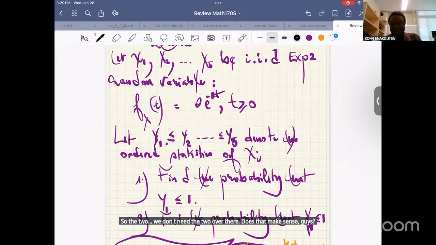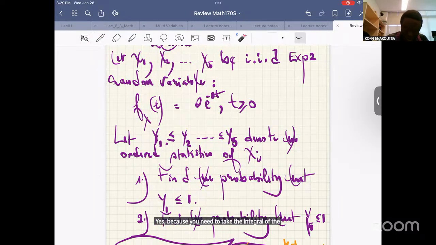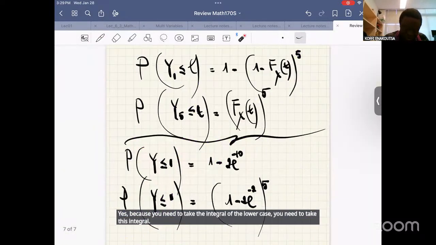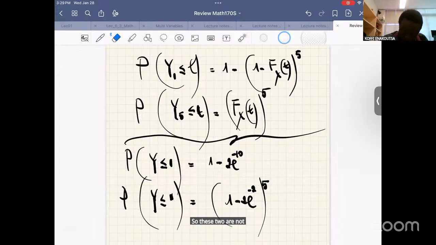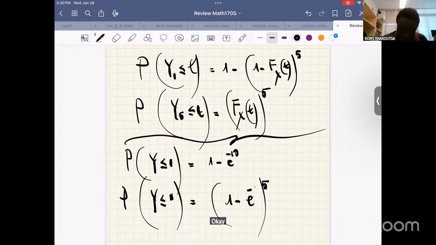Because you need to take the integral of the lowercase. You need to take this integral. So these two are not there; move them out. Exponential negative 10. So I'll just be checking that, but double check all of the answers. Okay, but that's the general spirit.